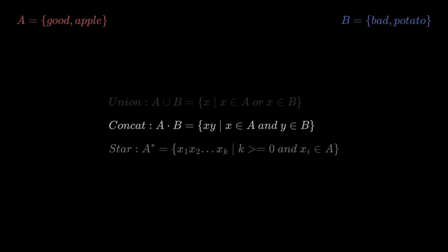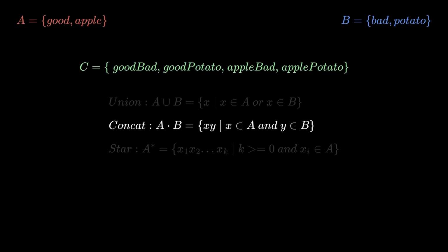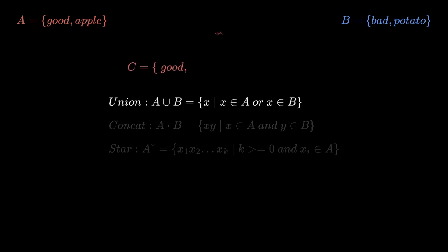The concat operation attaches all the strings in A to the front of all the strings in B to form a new language. The union operation is the simplest to understand. We simply take each string from both languages to create a new language.